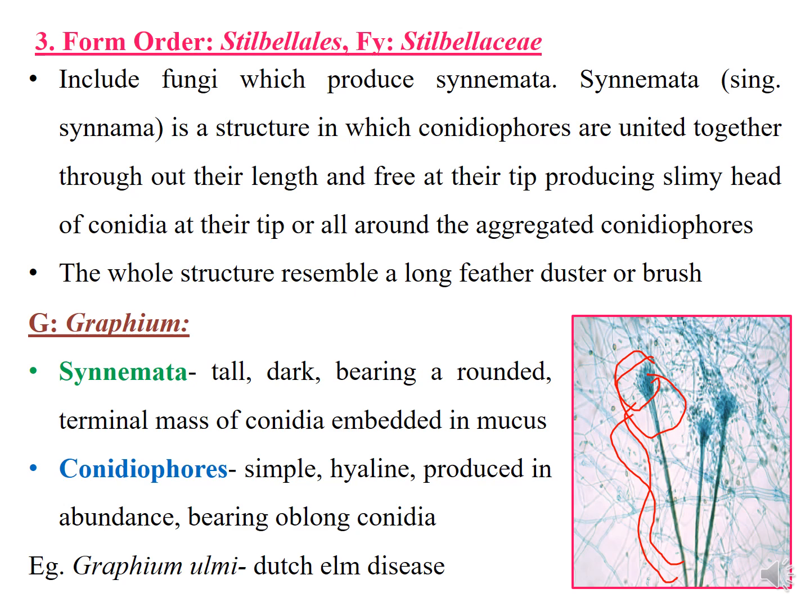In Graphium, how the synnemata look: it is tall, dark, bearing a rounded terminal mass of conidia embedded in mucus. Here it is embedded in a mucus-like structure, and conidiophores are simple, hyaline, produced in abundance, bearing oblong conidia. An example is Graphium ulmi, which used to cause Dutch elm disease. This disease generally is transmitted by beetles.